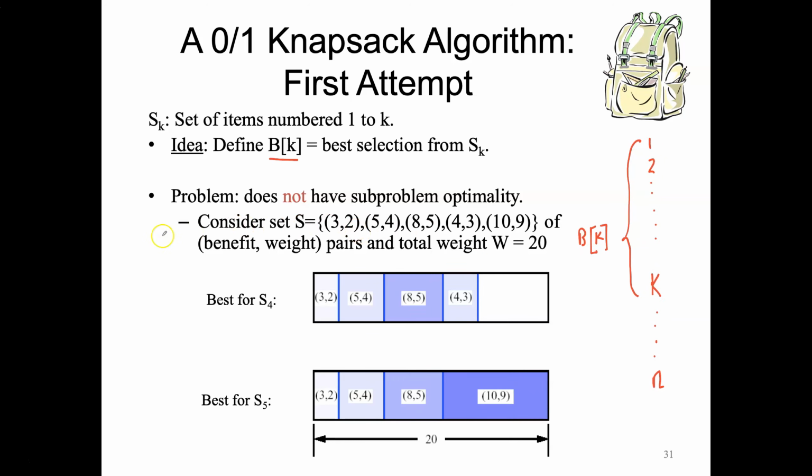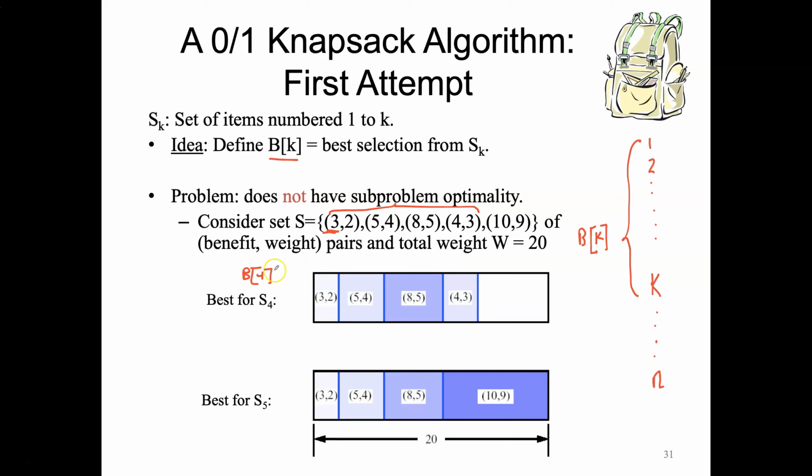So for example, if we had the following set, so this is the benefit and weight. So this item is worth $3 and it weighs 2 pounds. So for these 5 items, the best solution for the first 4 items would be we only choose from these first 4 items. So B4 would be the following set, assuming that our knapsack can carry 20 pounds.